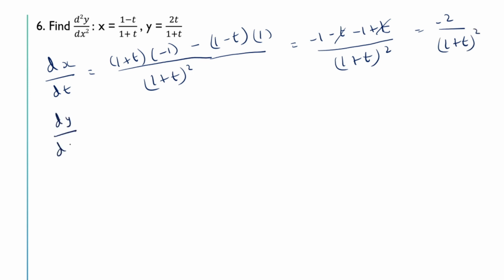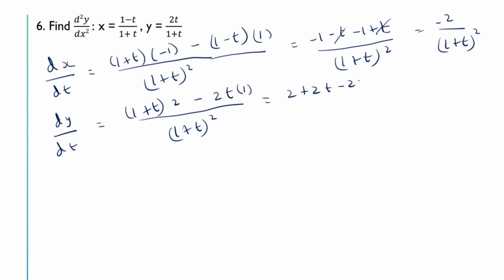dy by dt is, we have to differentiate this function with respect to t. So 1 plus t the whole square will be in the denominator, and here we will have 1 plus t into 2 minus 2t into 1, or this is equal to 2 plus 2t minus 2t divided by 1 plus t the whole square. So plus 2t minus 2t will go. So it is 2 divided by 1 plus t the whole square.